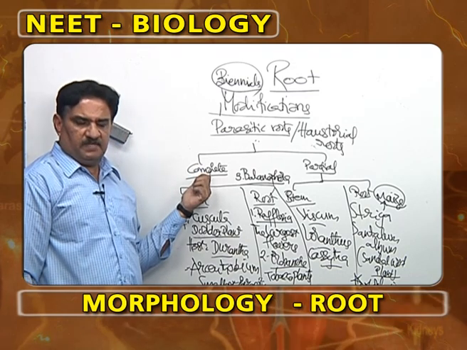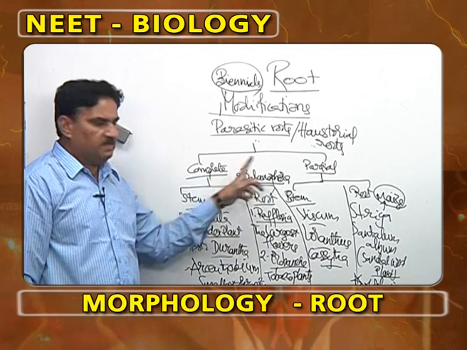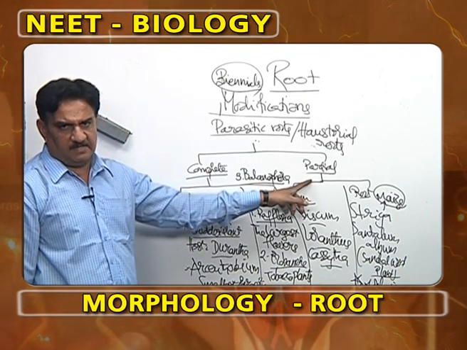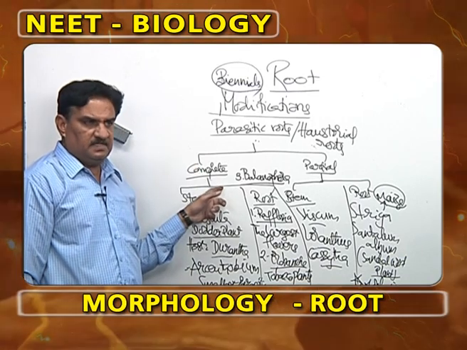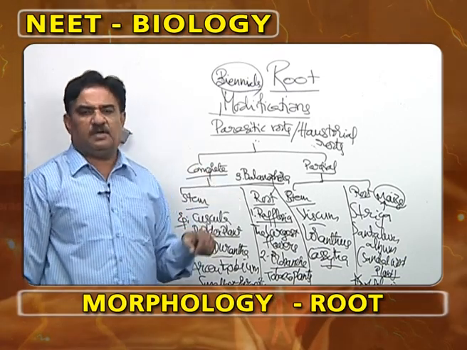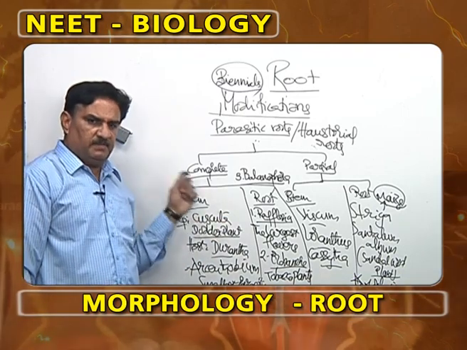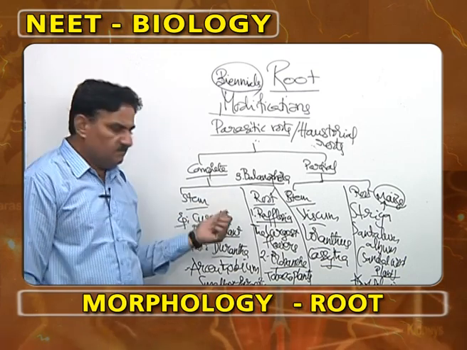Based on the food material or the components obtained from the host, these are divided into two types: complete parasites, and partial or incomplete parasites. A complete parasite is one which is non-green. A complete parasite depends on the host for food, water and mineral ions. In a complete parasite, haustoria are connected to both xylem and phloem.